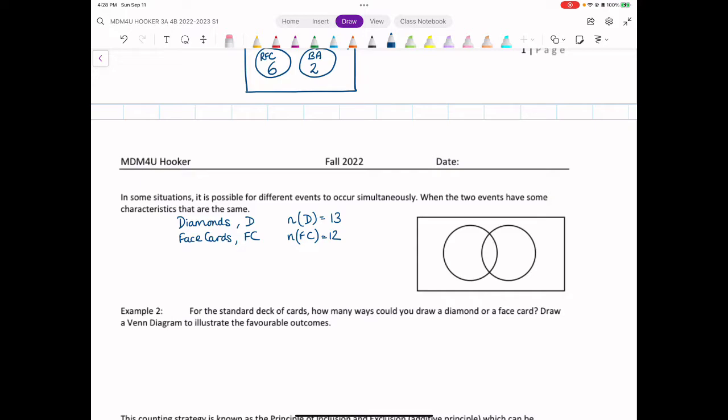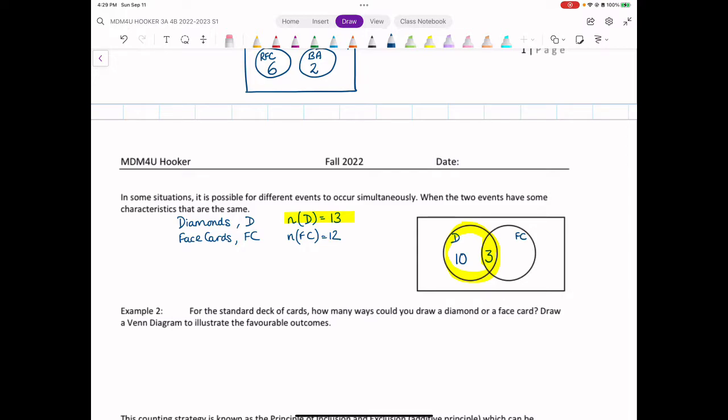So let's do it like this. Let's put our diamonds here, our face cards here. Now you'll see that my 2 circles are overlapping. Starting from the middle bit, I know that both diamonds and face cards, we have 3 of them, right? But I'll start with diamonds first. My diamonds, I only have a total of 13. So take a look at this. This represents diamonds right here. I've already accounted for 3 in there. So therefore there are 10 diamond cards that are not face cards.